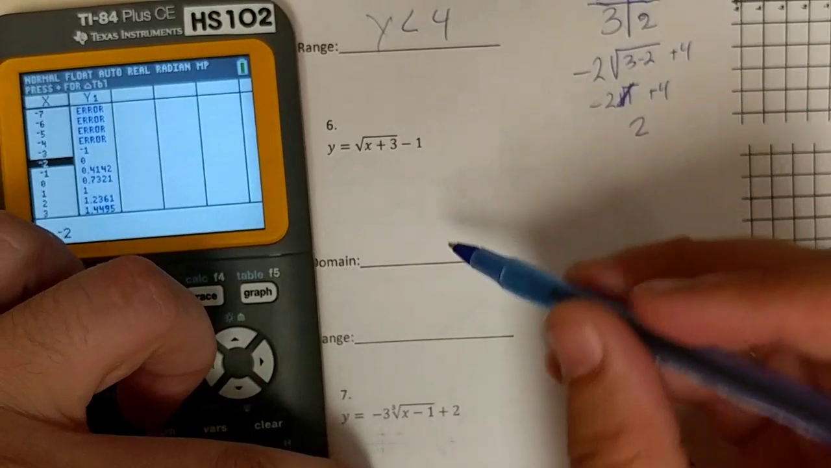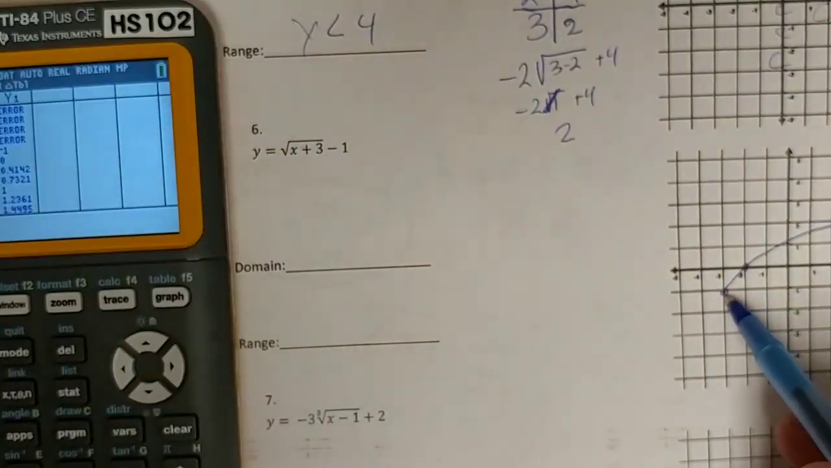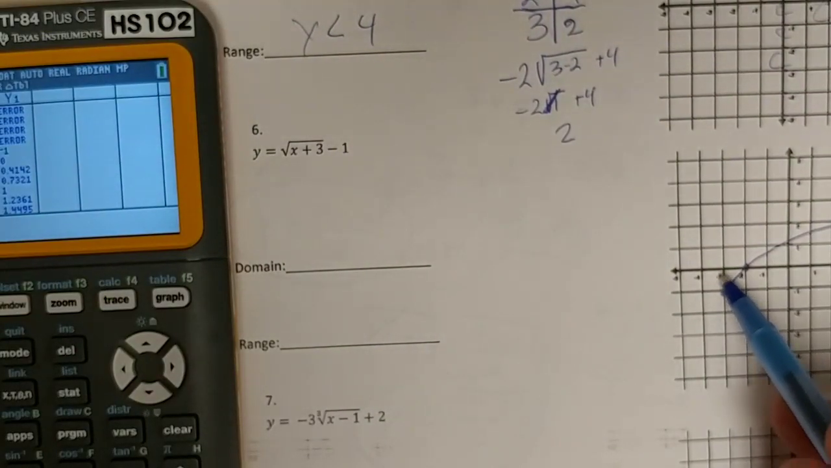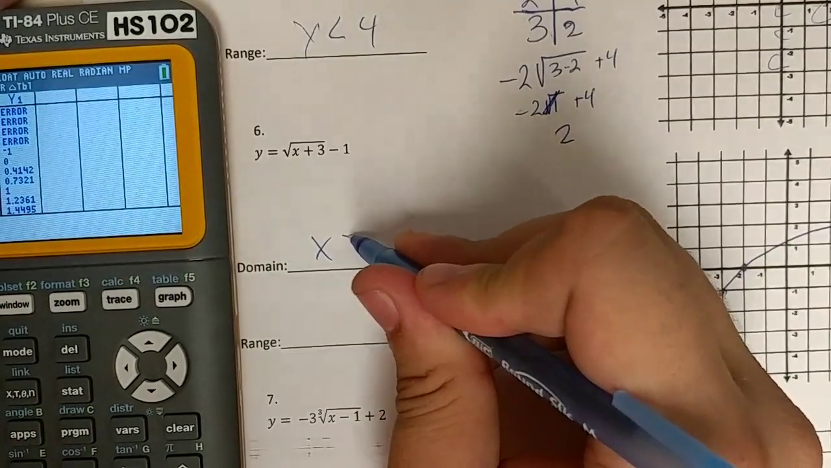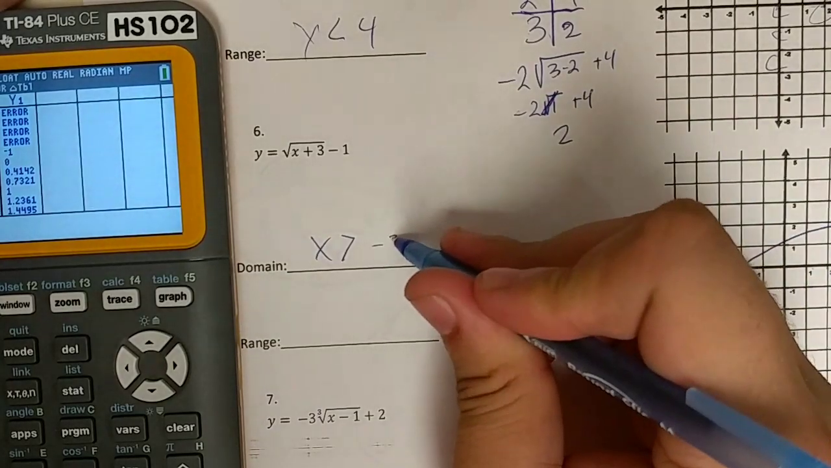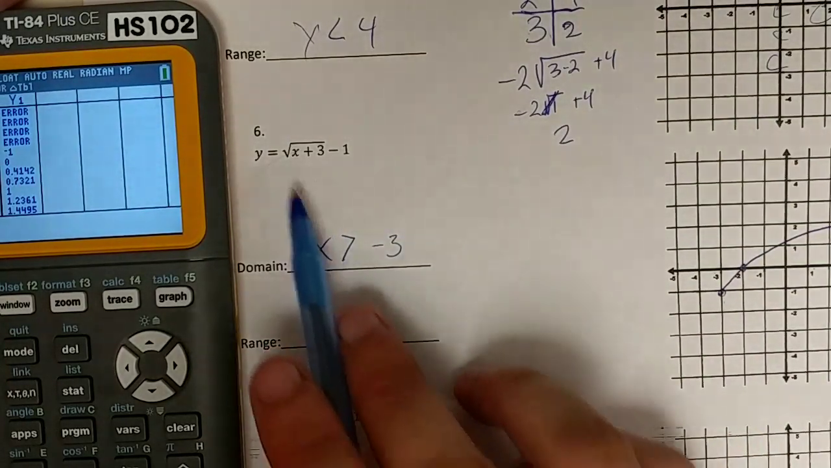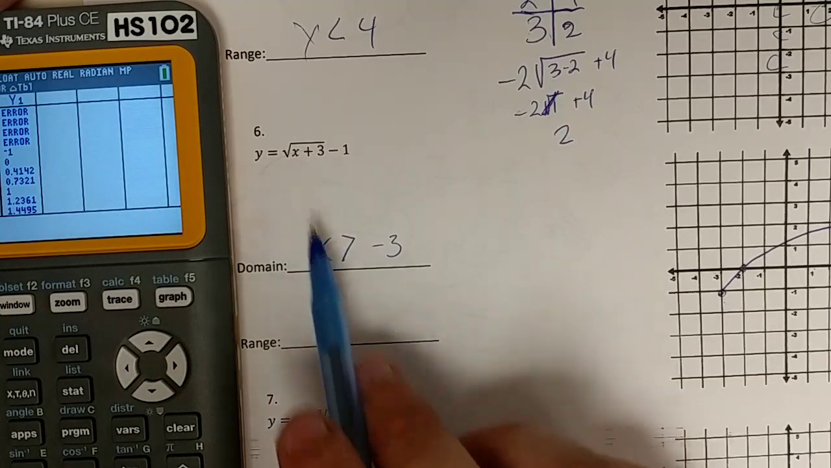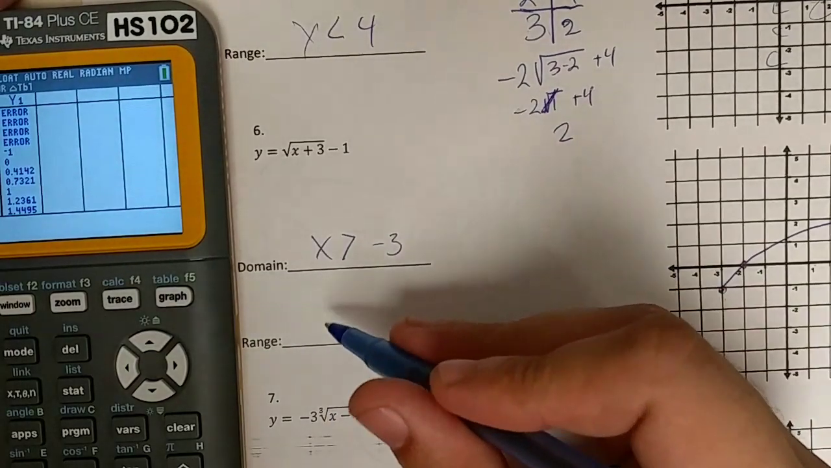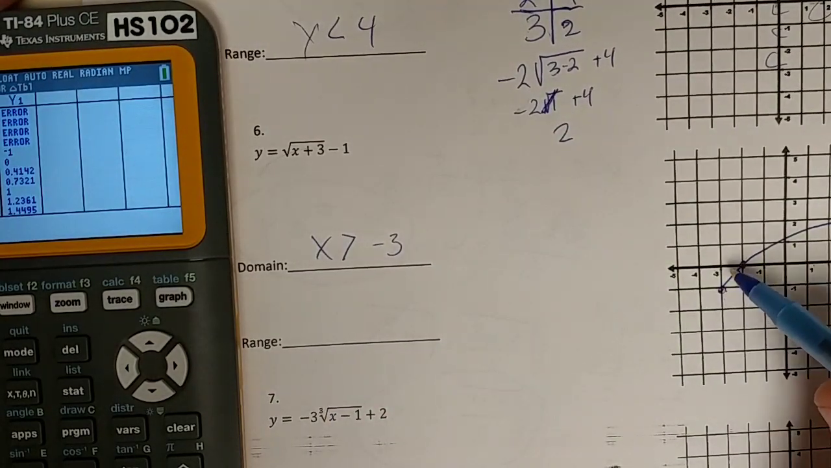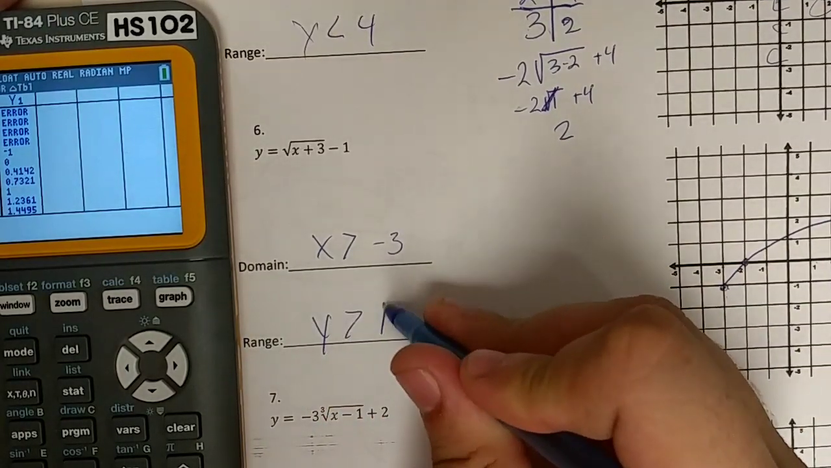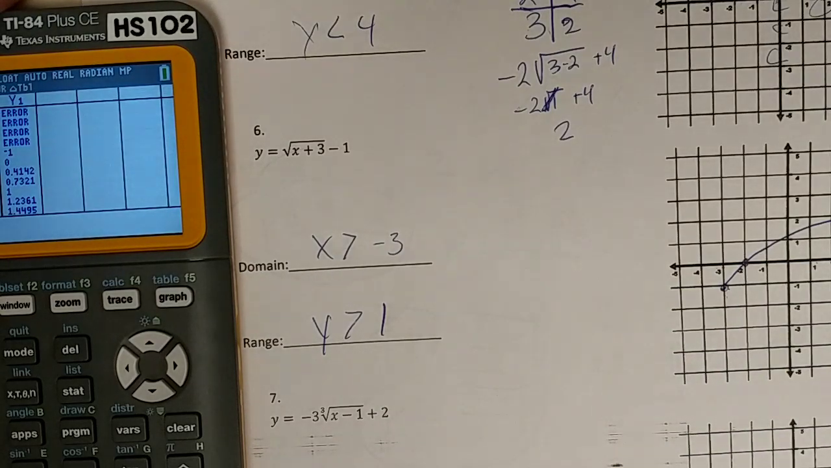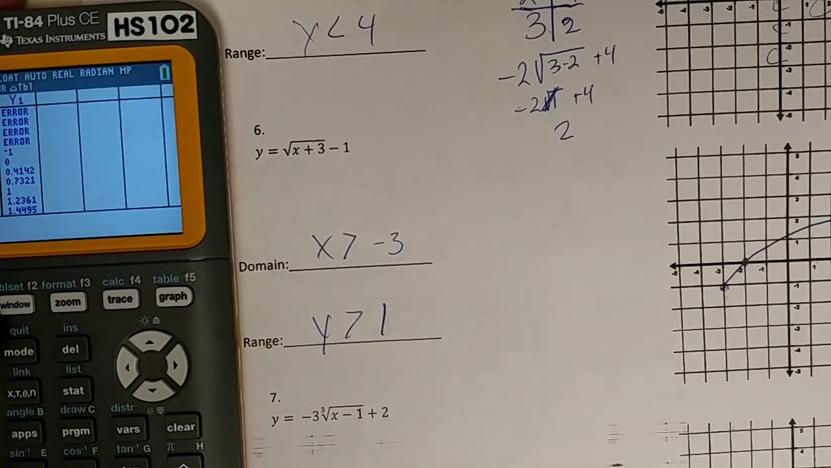So when I say domain, it's going to be x is greater than whatever this part is, which is negative 3, negative 2, negative 1, 0, 1, 2. So that's going to be x is greater than negative 3. Notice this x is greater than whatever your h is. Your range is going to be how high it goes up. So it starts at negative 1, 0, 1, 2, 3, and it will go up infinitely. So y is greater than 1. Okay.